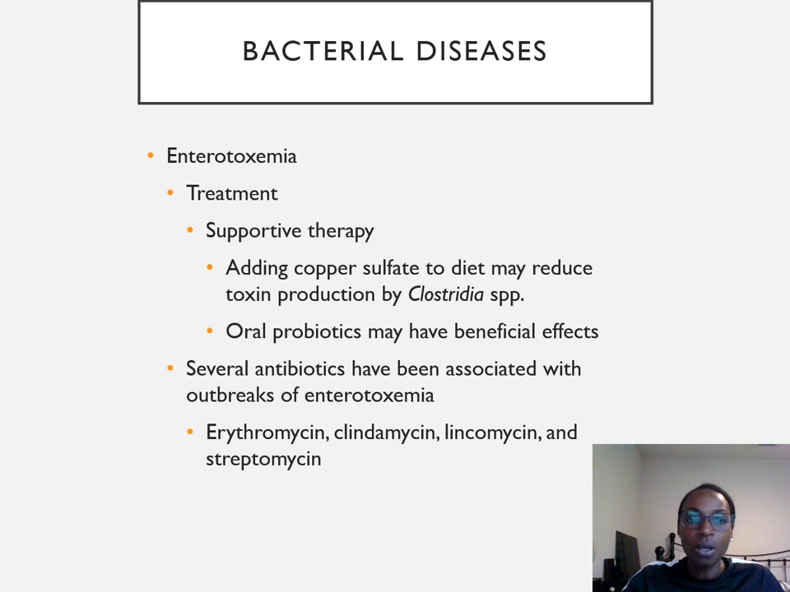So some supportive treatment that we can do for a rabbit who is experiencing some sort of enterotoxemia is obviously going to be supportive therapy, okay? So we can add copper sulfate to their diet. This may reduce the amount of toxin that's produced. So copper is interesting here in that it can kill bacteria and it can kill fungus. So this is something that can be added to the animal's diet to try to suppress that toxin buildup and kill off some of the bacteria.